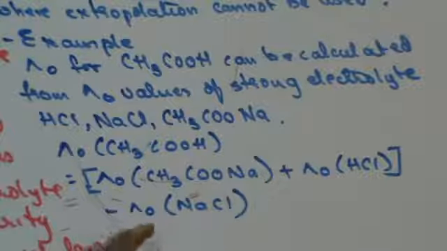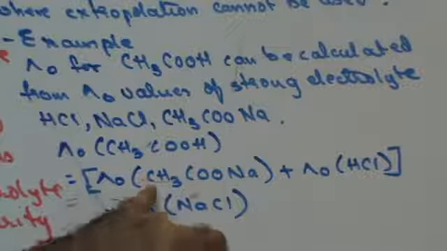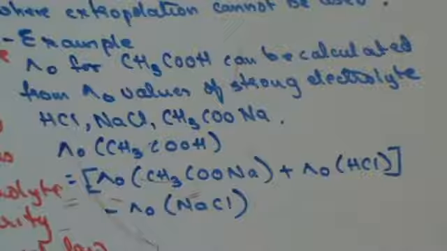Right, so since I'm subtracting the molar conductivity of sodium chloride, the molar conductivity of sodium will get cancelled from here, and the molar conductivity of chlorine will get cancelled from here. What will remain is CH3COO from here and H from here. That's all. For a weak electrolyte, I could not have actually found this out, but now by using the values of strong electrolytes, I can find out the molar conductivity of a weak electrolyte.